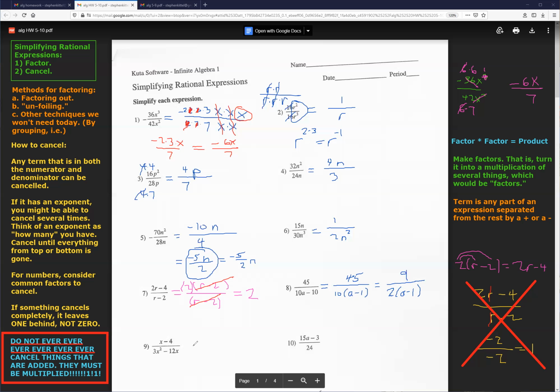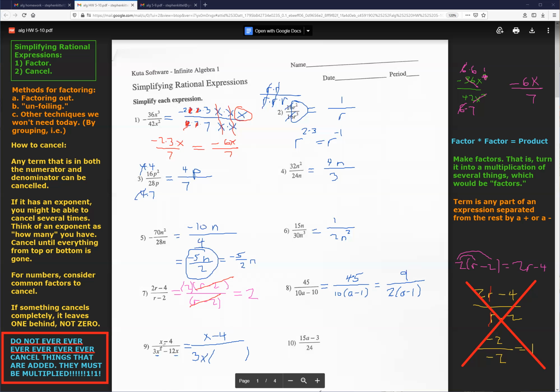All right, number 9. The top, x and 4 don't have anything in common. The bottom, however, 3x squared and negative 12x have things in common. First of all, they have a 3 in common. But that's not all they have in common. They also have an x. We can pull an x out of both of them.